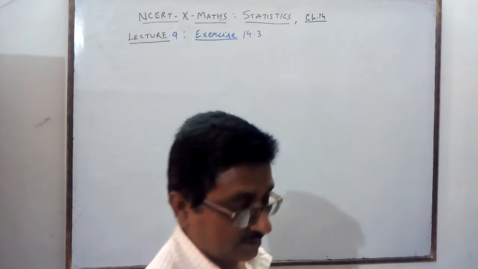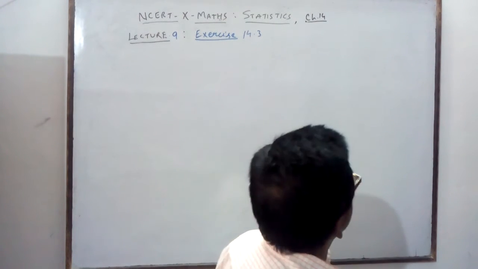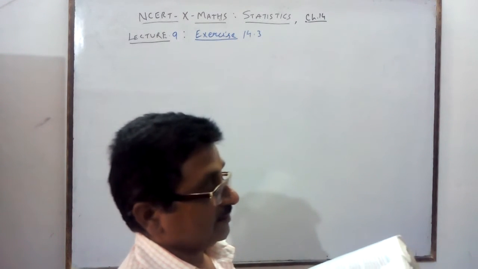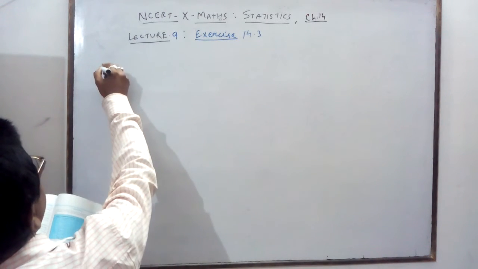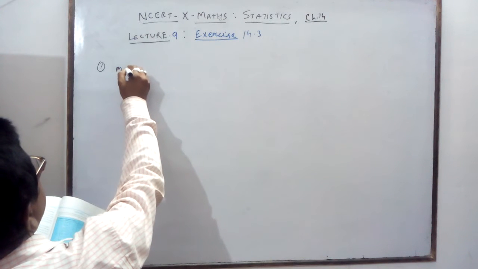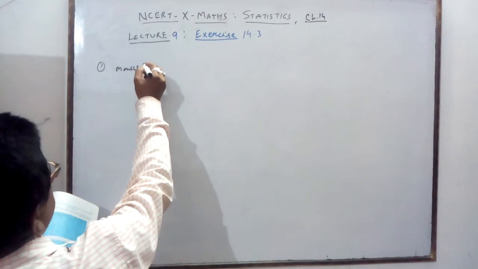Exercise 14.3, question number 1. Find the median. In this question, the monthly consumption of electricity is given in units.